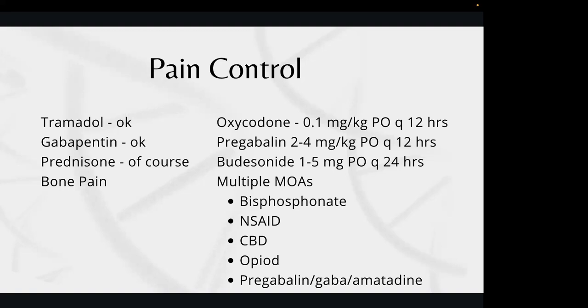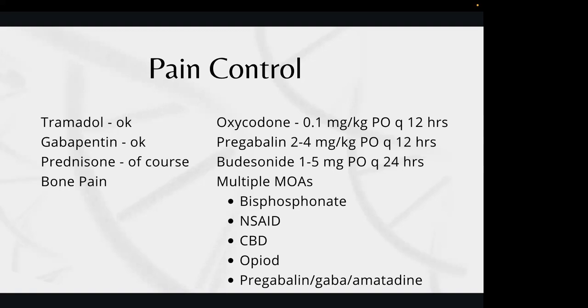If you are comfortable prescribing an opioid, I understand the downfalls of that. But if you have an emergency situation, or maybe you're only going to be using it for a few days, or you're comfortable with it, because oxycodone is a good pain reliever. 0.1 mg per kg twice a day is the dose for dogs. That is a very tiny dose. Pregabalin.